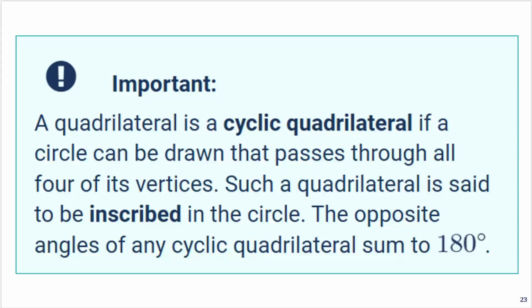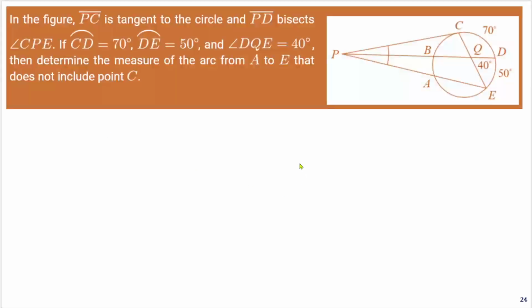And if you don't have any questions, let's consider another example. So consider the figure on the right. Segment PC is tangent to the circle, and segment PD bisects angle CPE. If arc CD is 70 degrees, arc DE is 50 degrees, and angle DQE is 40 degrees, can you determine the measure of the arc from A to E that does not include point C, which is a short arc here, right?